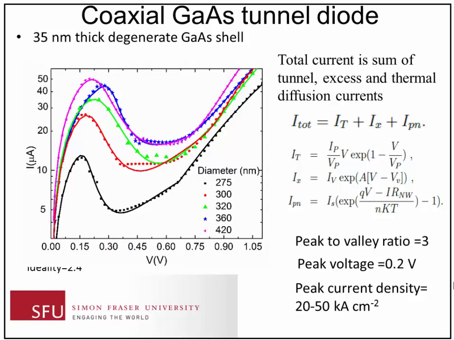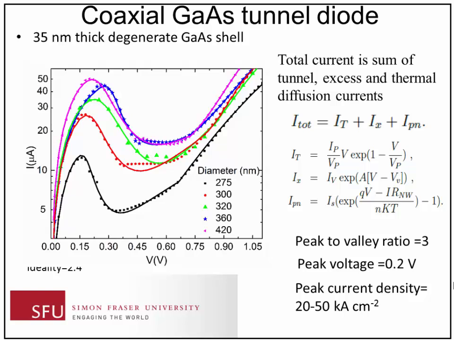These devices were grown with a 35 nanometer degenerate gallium arsenide shell, and this is how the forward bias current looks. In the first region here, you get the tunnel current. You have the maximum current, and then the current decreases as you apply higher bias, as the band structure of the PN junction crosses, and after that you have the regular thermal diffusion current, and you see the current rectification, which is the usual PN junction part.